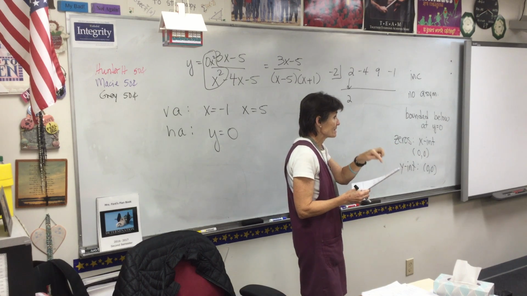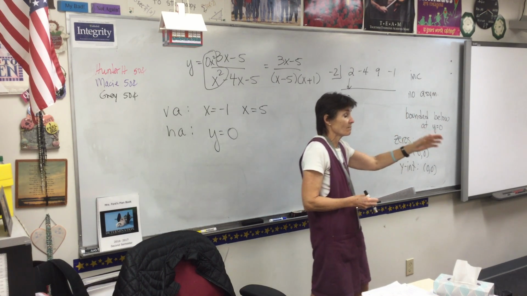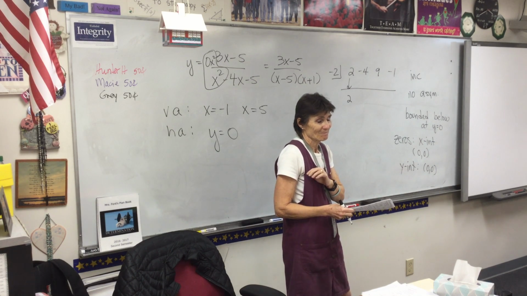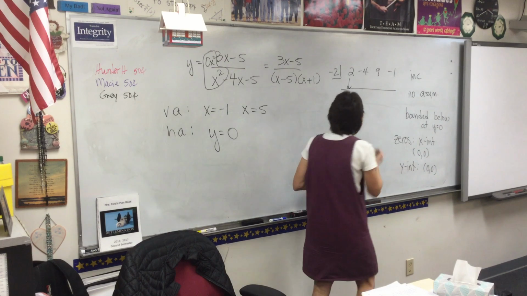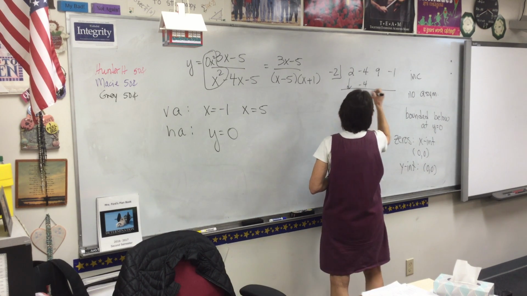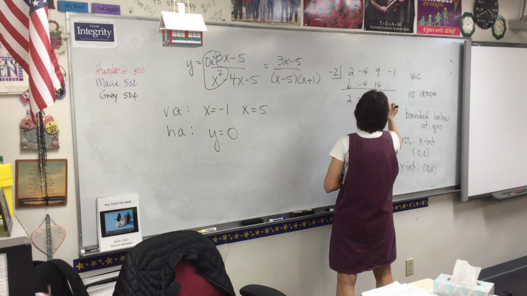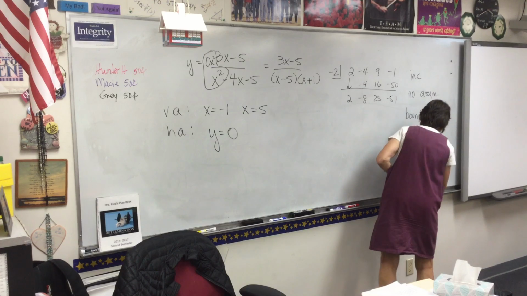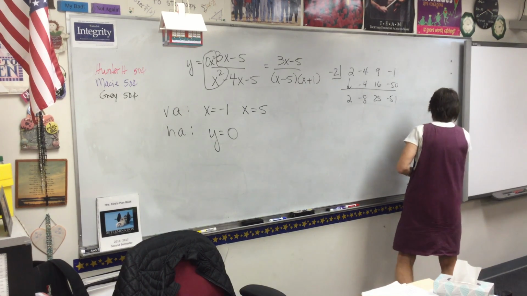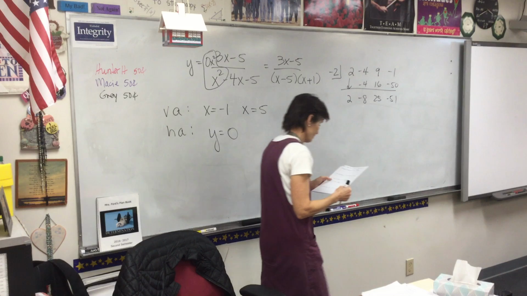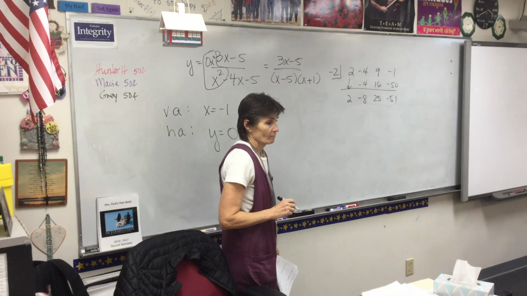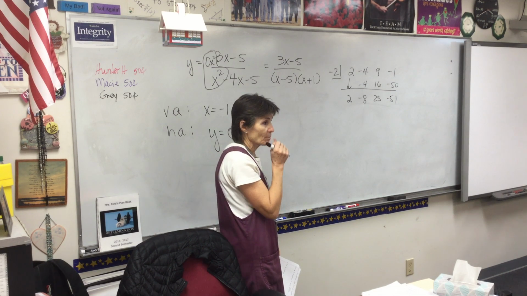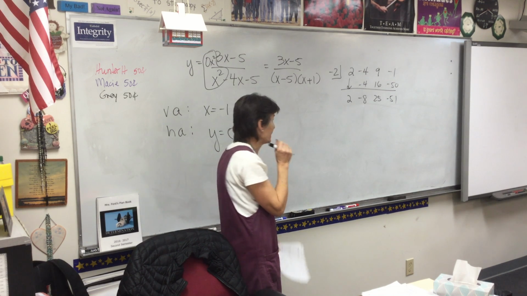But if a power's missing in the problem, like if it goes from x to the 5th down to x cubed, then you have to put a 0 in. Okay? All right, so what have we got? Did you get -51? Someone match that? Okay. All right.